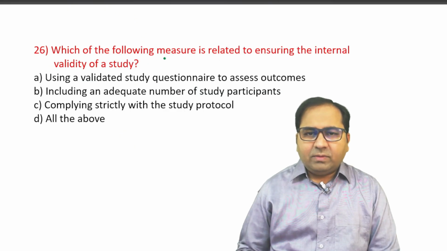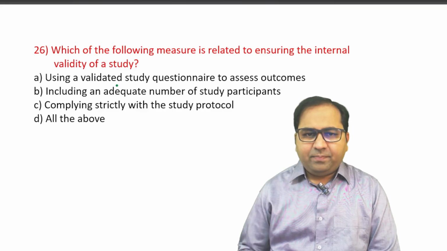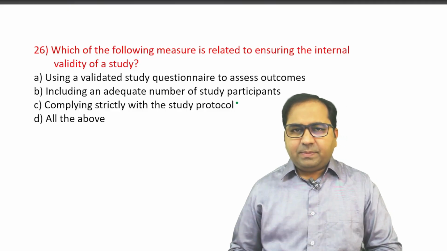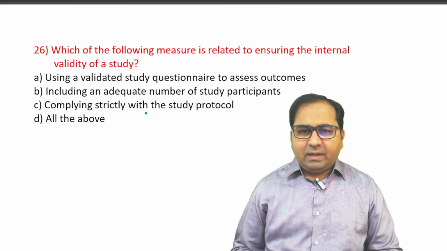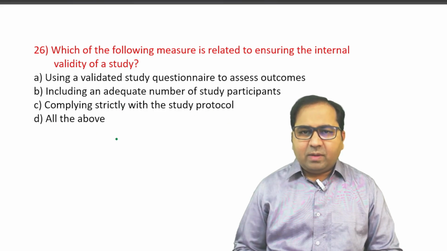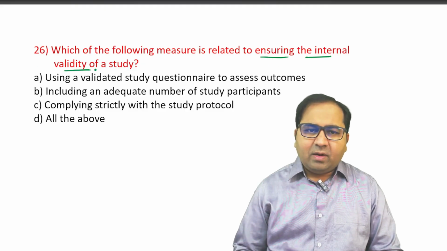Next question. Which of the following measure is related to ensuring the internal validity of a study? The options are A. Using a validated study questionnaire to assess the outcomes. B. Including an adequate number of study participants. C. Complying strictly with the study protocols, or D. All of the above.